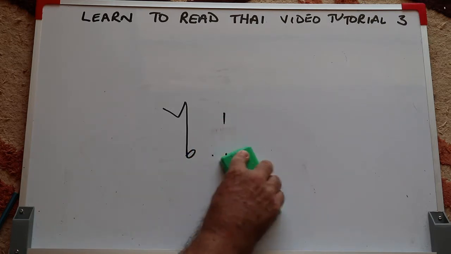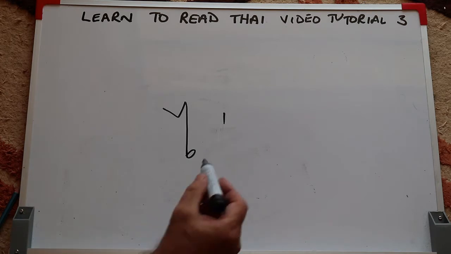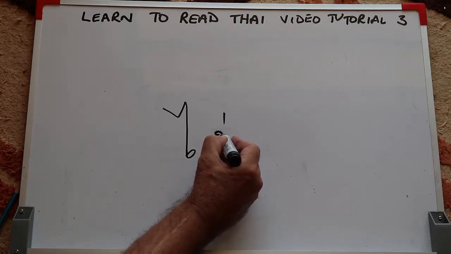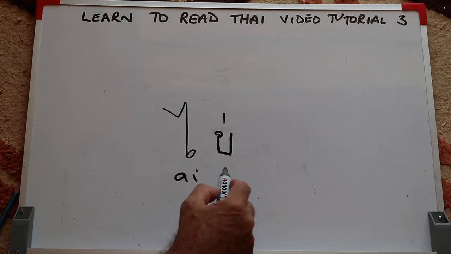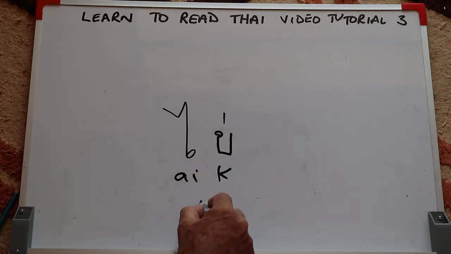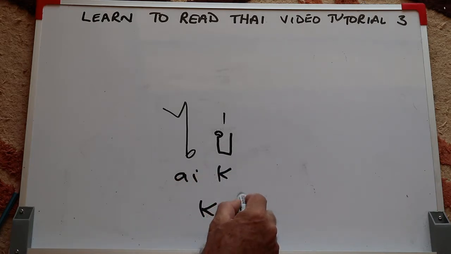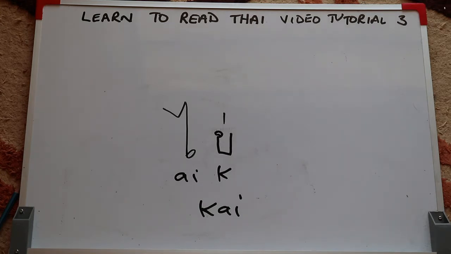Change the word again. We'll put one of the K's in from today. So now we have a short I vowel and a K. So the basic sound is kai, and we need to get the tone right. Kai. And that word means egg.